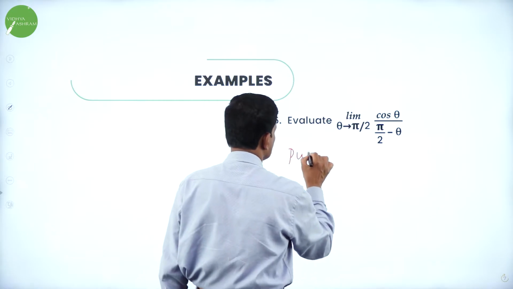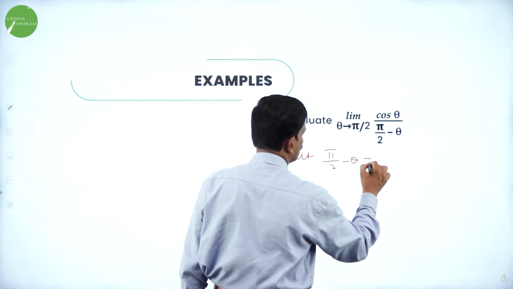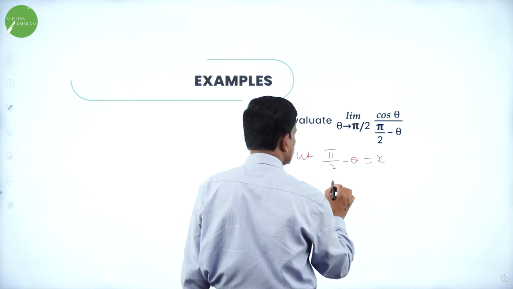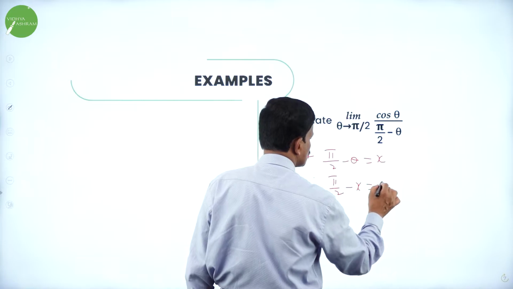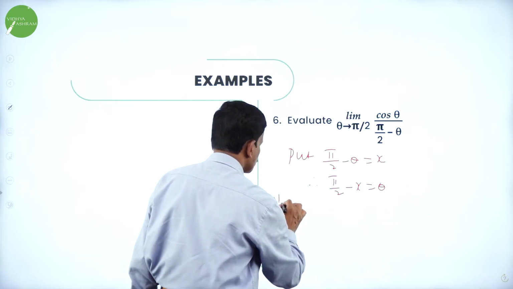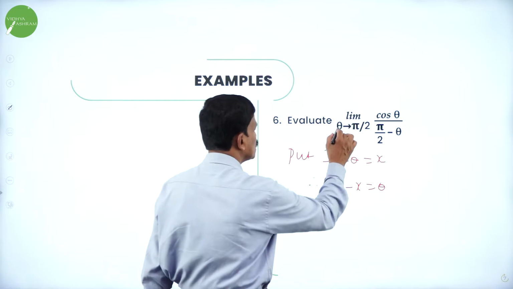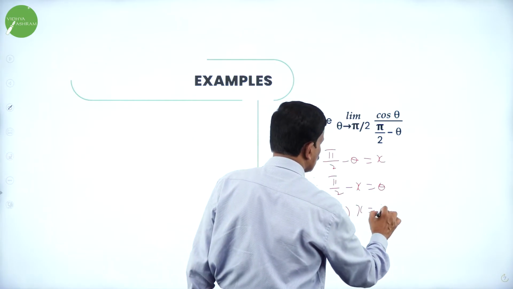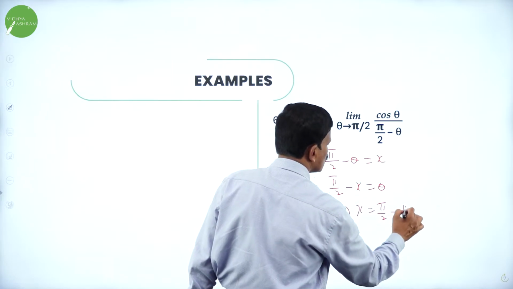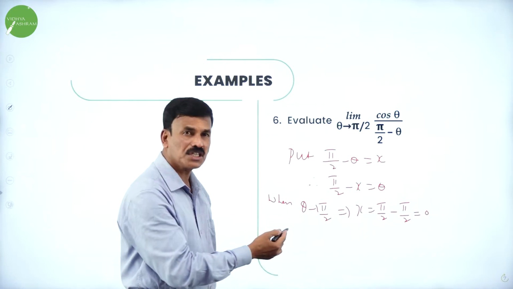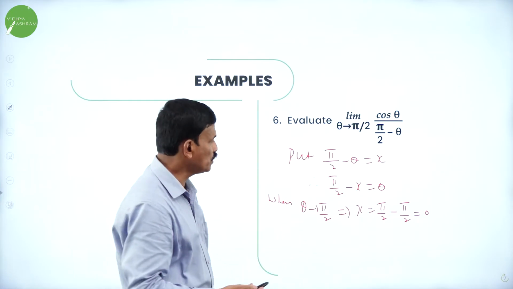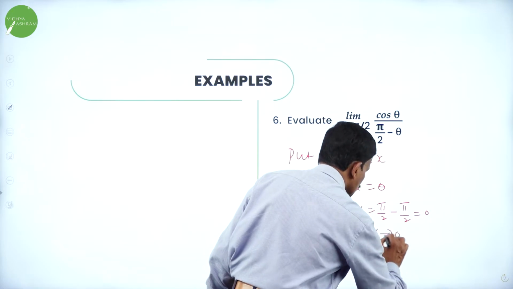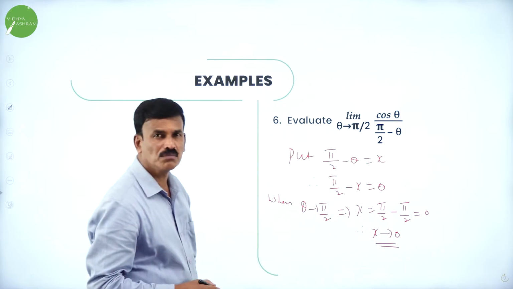Put pi by 2 minus theta is equal to x. Then just interchange, which implies pi by 2 minus x is equal to theta. Whenever substitutions are taken, the value of limit also changes. When theta tends to pi by 2, x is equal to pi by 2 minus theta, which is pi by 2 minus pi by 2, which is 0. So when theta tends to pi by 2, x tends to 0.